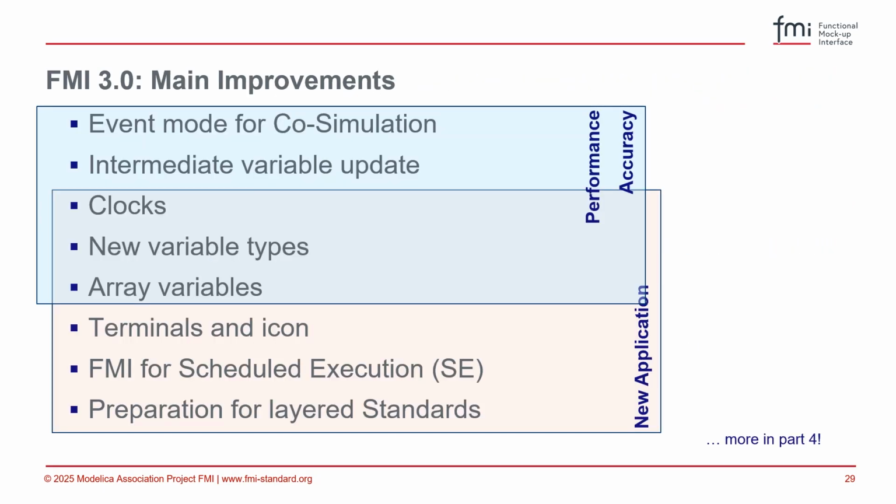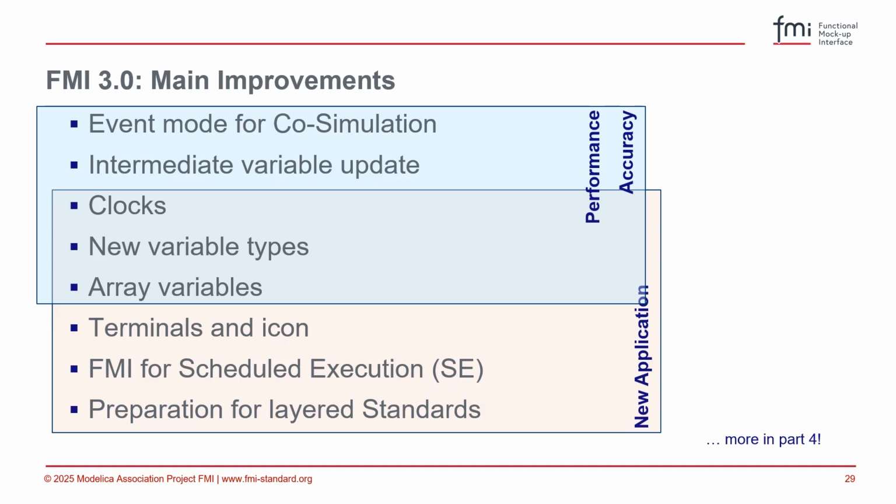The main improvements are event mode for co-simulation, where we get away from the typical fixed time step co-simulation information exchange. Here we can have events that indicate that something changes discontinuously, for example. We have the intermediate variable update, where even between the communication points in co-simulation, information can be exchanged between the FMU and the importing tool. We have the clocks to describe discrete behavior and the synchronization of events. We have new variable types that are much more fine granular.